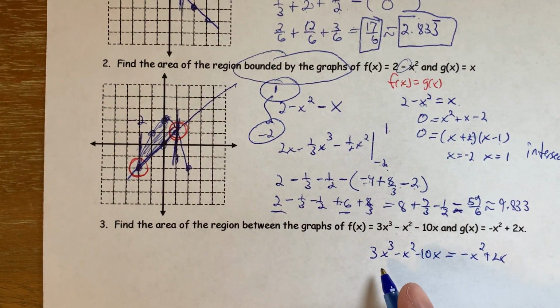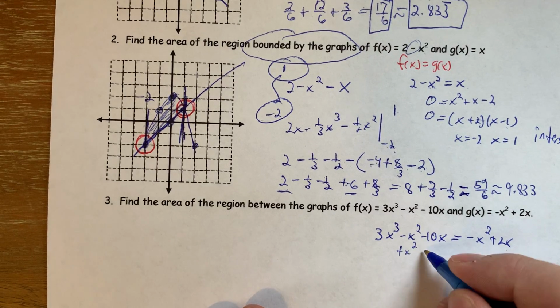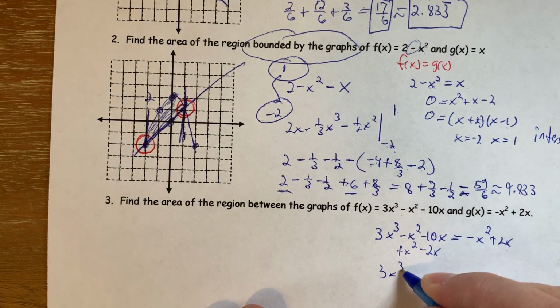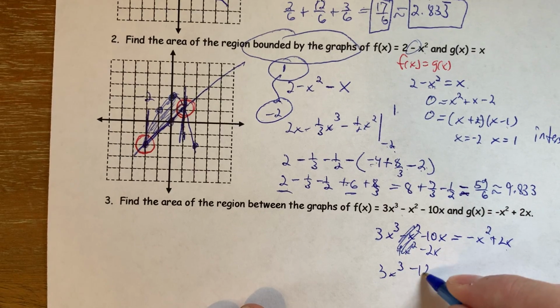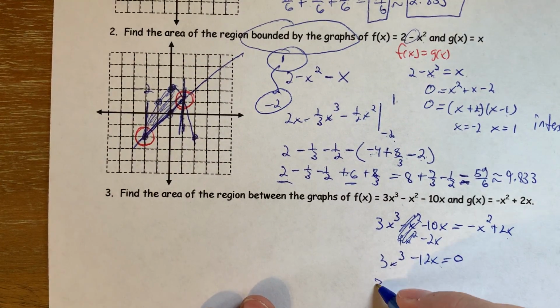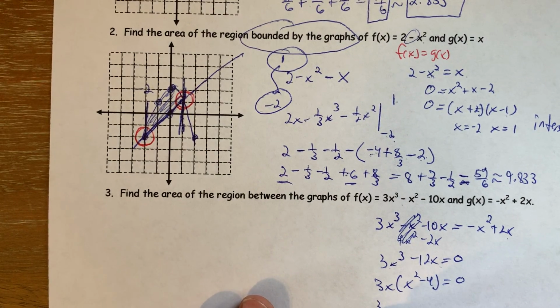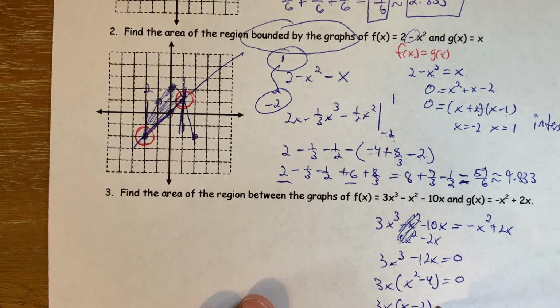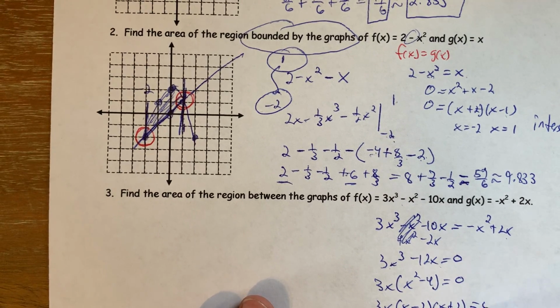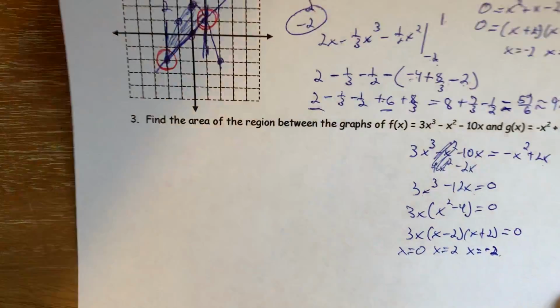For polynomials with degree greater than 0, we want to make it equal to 0, so we're going to add x squared to the other side. We're going to subtract 2x. 3x cubed, this cancels out, that's nice. And we can factor out a common factor of 3x. So 3x times x squared minus 4. Ooh, this is really nice. So 3x times x minus 2 times x plus 2. And so x equals 0, x equals 2, x equals negative 2. This intersects at multiple places.